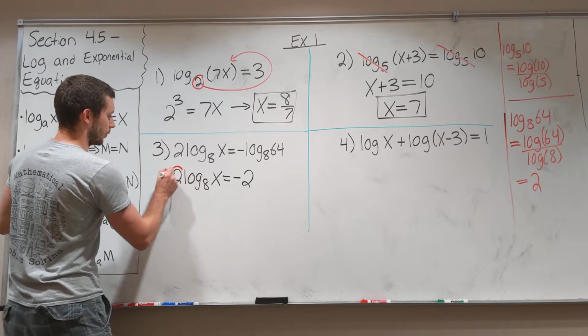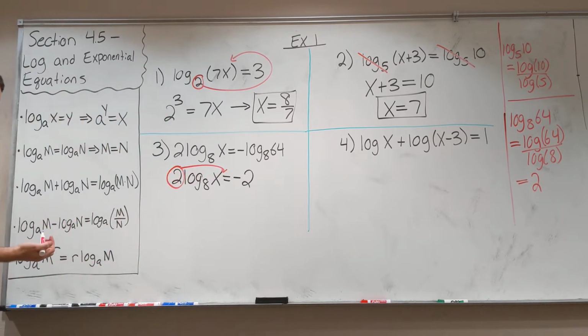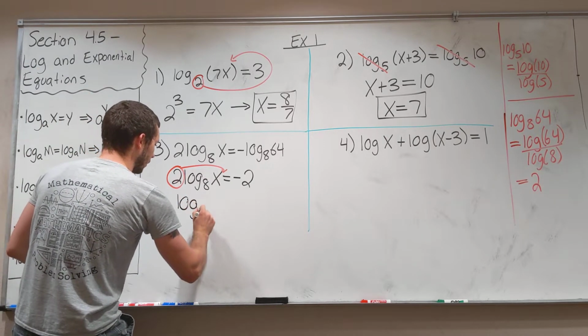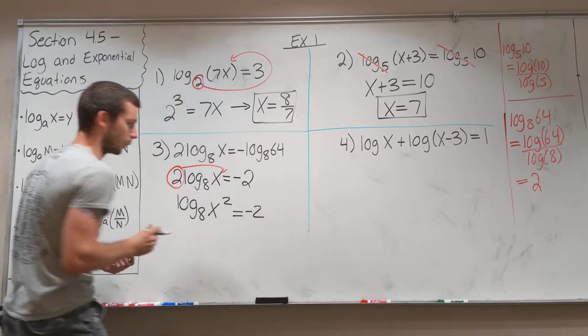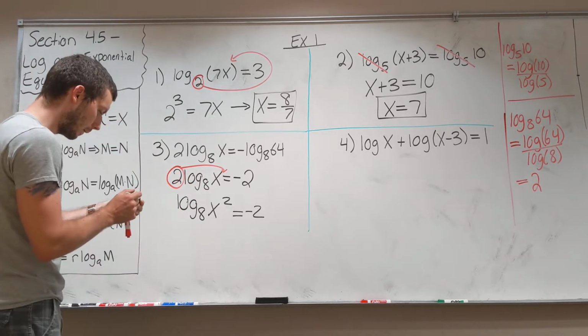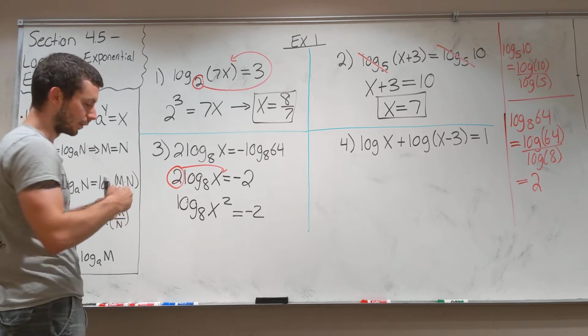So that's a matter of utilizing the power rule that we talked about previously. In fact, I rewrote it down here. We're just going this direction with it. We're taking numbers in front and bringing them as an exponent of the corresponding logarithm. And so now we have log base 8 of x to the second power is equal to negative 2. So notice the 2 became the power of x. That's the power rule here. And now that we got rid of the 2 in the front, we can go ahead and use that loop method.